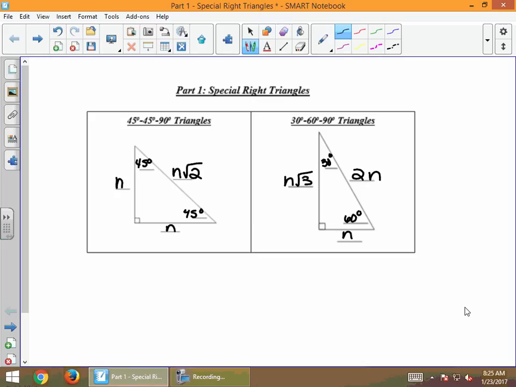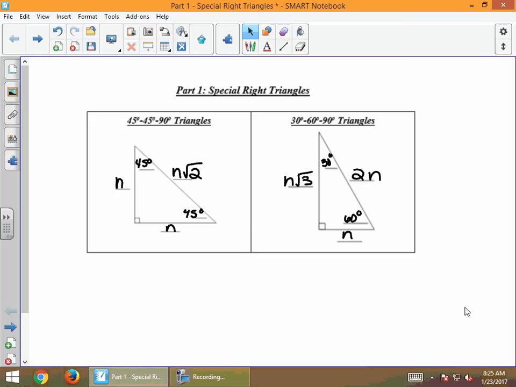Okay. So those patterns, those measurements for those type of right triangles are always, always true. And today we're just going to kind of look at getting started with these and what you do when you're given your short side. In the next lesson, we're going to talk about what you do when you're not given your short side. It's a little different.